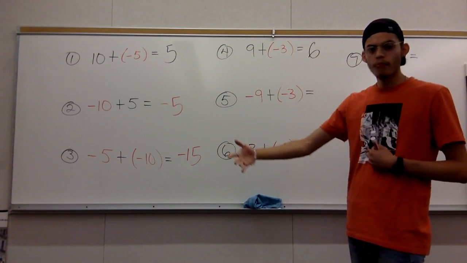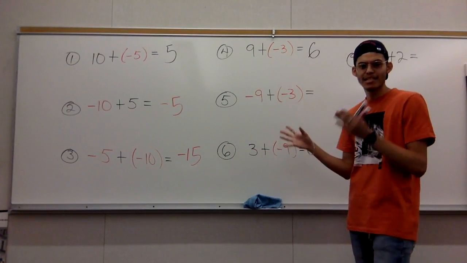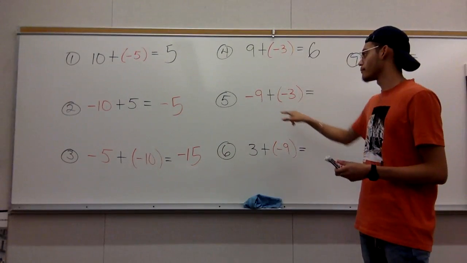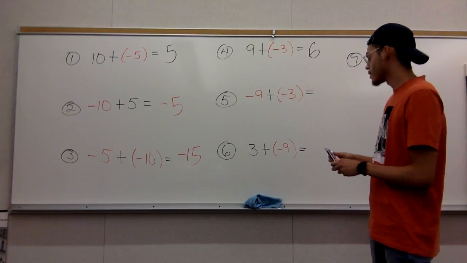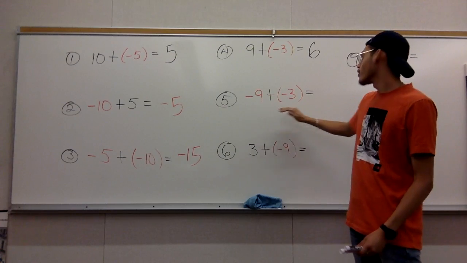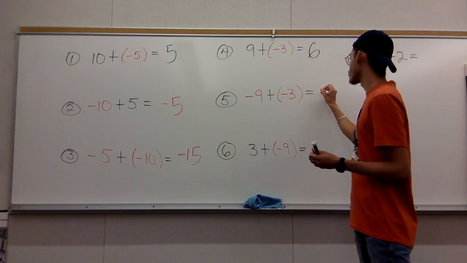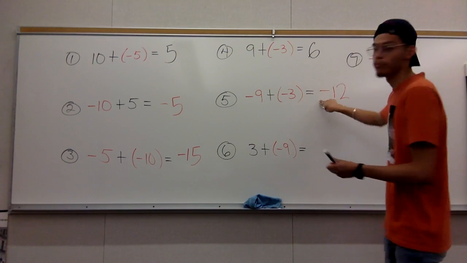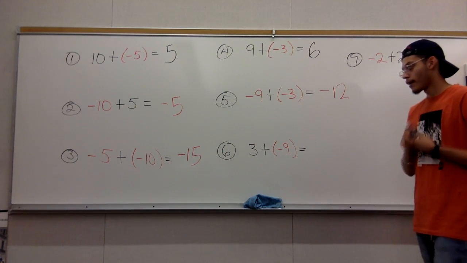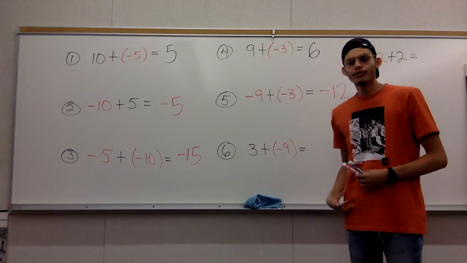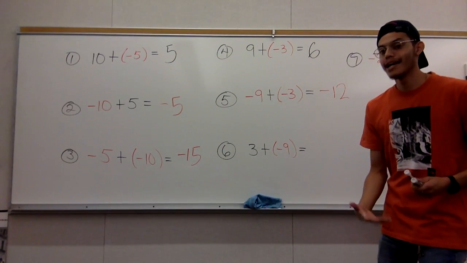Next problem. I owe you $9, and then I owe you another $3. How I said it beforehand, if the signs are the same, you basically just add the numbers together and keep the same sign. So in total I owe you $12. You put negative 12.